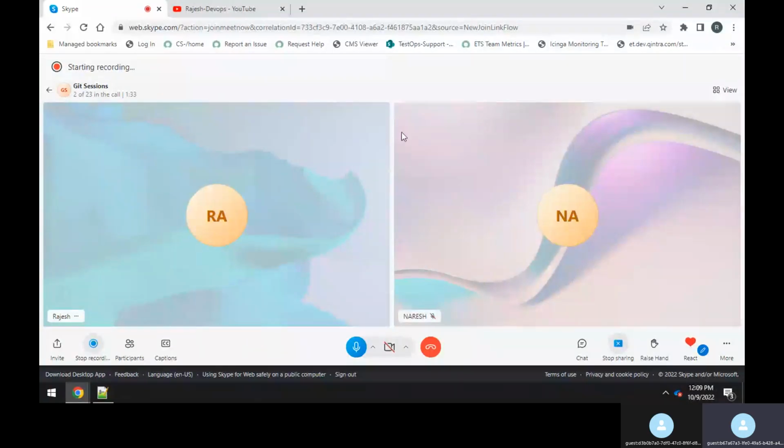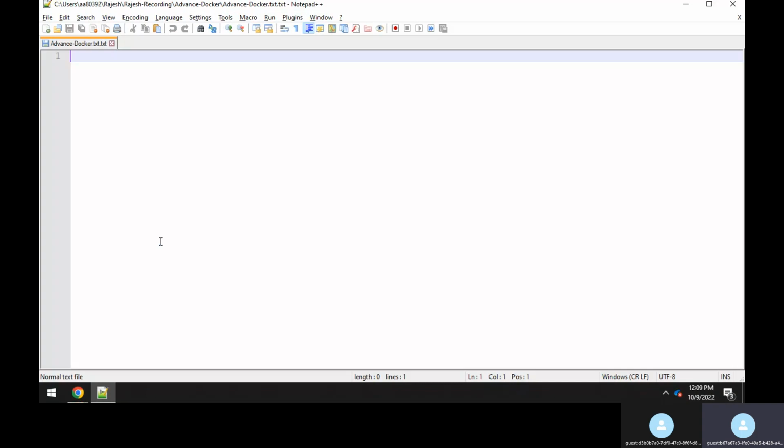Thanks for joining. Today, friends, we will be starting a new series on a DevOps tool, and that is Docker itself. But we will be going with the advanced topics on Docker, advanced Docker. So we have started a new series now on advanced Docker.